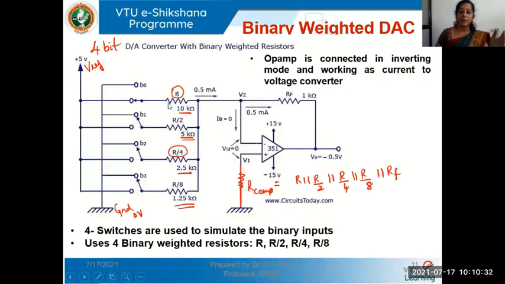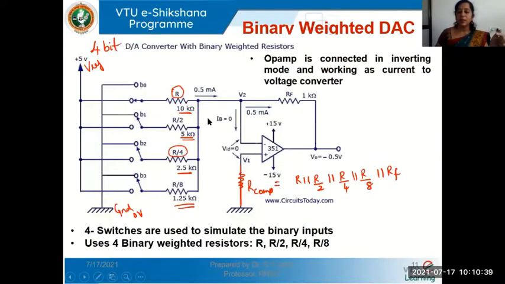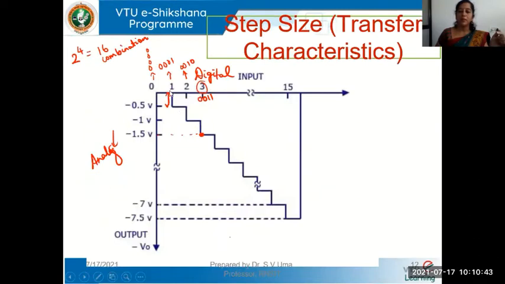And we discussed how to make the connections and how the output looks. Since we are connecting all the inputs to the inverting terminal of the op-amp, you will see this staircase going in the negative direction. That is, the output voltage would be a negative value. As the digital input increases, the output voltage will also increase in steps. And we have connected it in steps only.